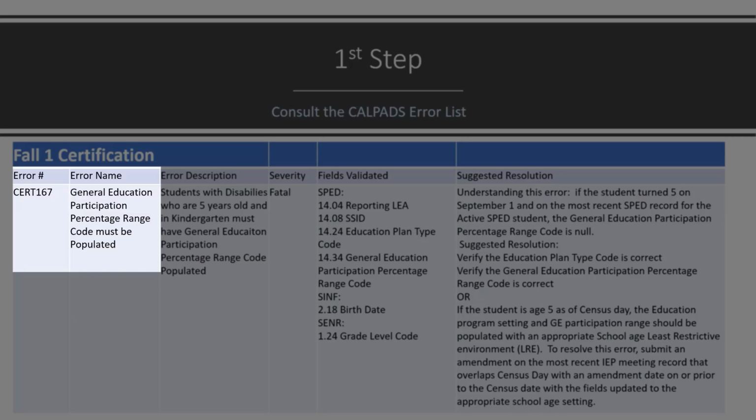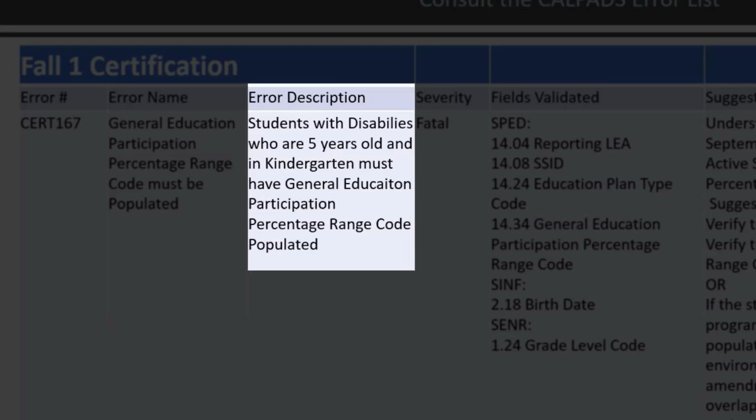And so we can see that we have a CERT167, and then we see the error name or the title of the error, General Education Participation Percentage Range Code must be populated. All right, so now let's get into the meat of the error list. The error description, the third column from the left, will help you identify your problem.